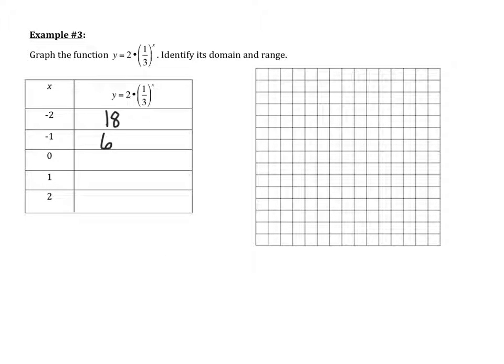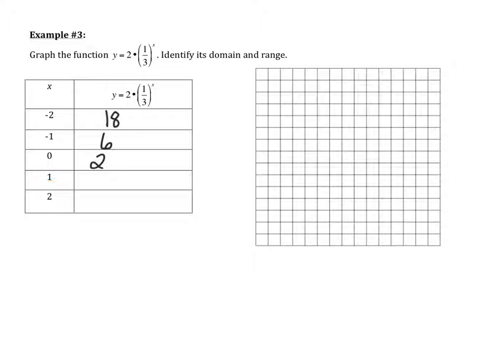And now let's figure out what y equals when x equals 0. So I'm going to put 0 in for x, so it'd be 2 times 1 over 3 to the 0 power. Anything to the 0 power is equal to 1, so this is just equivalent to 2 times 1, so my y value when x equals 0 is 2.